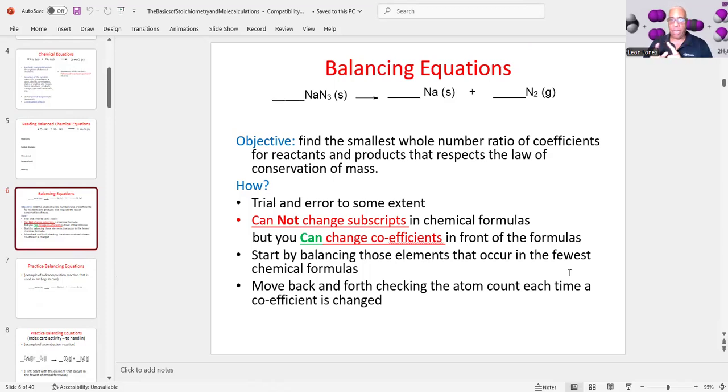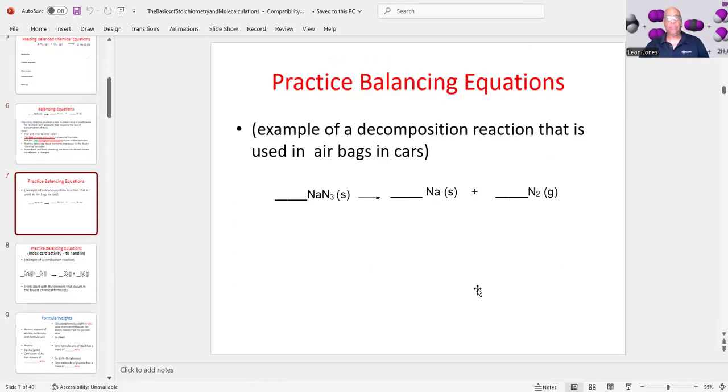But because you can't change subscripts in chemical formulas, what you can do is change coefficients in front of the formulas. And you're going to do that when you balance the equations. Again, when you balance the equations, you have to look at those elements that occur in the fewest chemical formulas. So basically, you're going to move back and forth, checking the atom count each time a coefficient is changed.